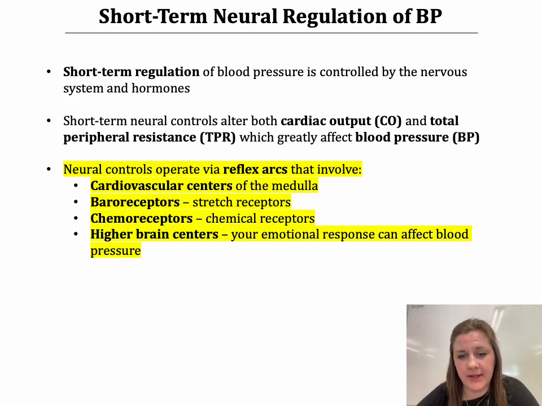So for short-term regulation, this is going to be controlled by the nervous system and by hormones that can be released during like a fight or flight response. It can alter both cardiac output and total peripheral resistance because it has the ability to affect different body parts, the heart and the blood vessels. And for these neural controls, it's including different components. So cardiovascular centers in the medulla oblongata of the brainstem, baroreceptors, chemoreceptors, and higher brain centers can also influence your blood pressure, right? Your emotional state, if you're stressed out, if you're stimulating that sympathetic response.